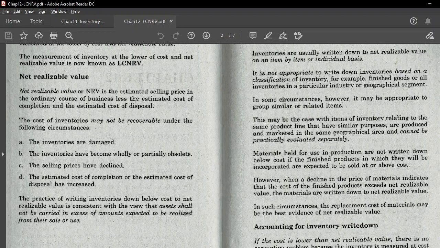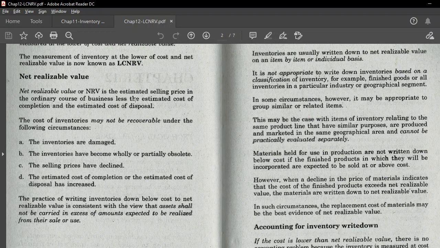Ayun, yun yung sabi ko kanina. Kung pila imong pagbaligya. But hindi lang doon. Your estimated selling price, ang presyo sa pagbaligya, less the estimated cost of completion. Ma'am, bakit may cost of completion? Kasi may mga items, di ba? Let's say you're a manufacturing concern, hindi pa tapos ang item mo. Goods in process pa siya. So, may gastos para ma-complete siya, para mahimo siyang finished goods. So, i-deduct mo yon dahil additional cost yon.